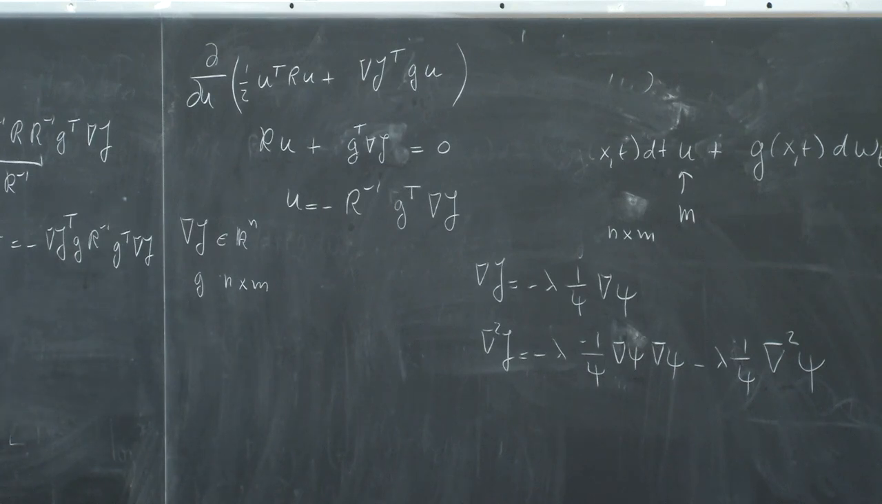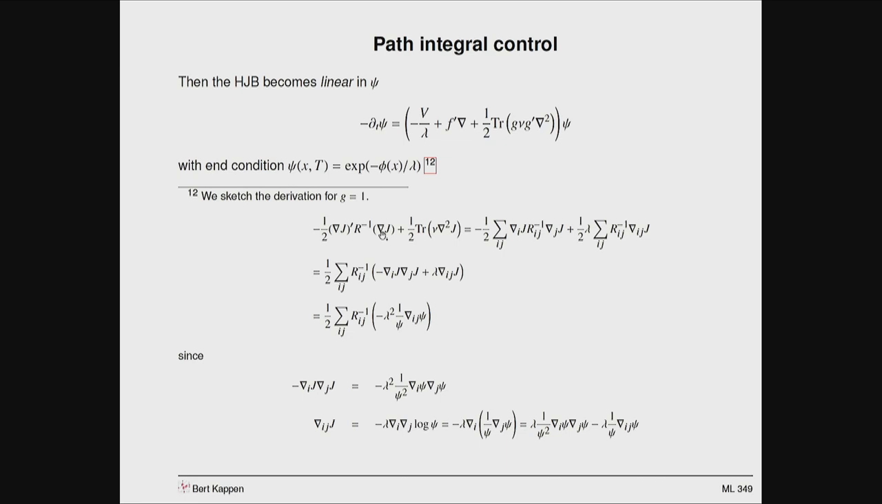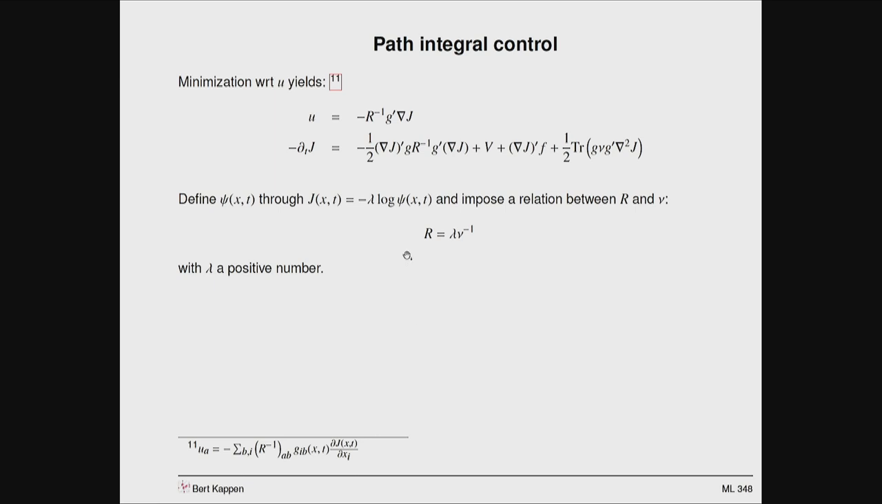Okay. So you can find the derivation on the slide, with all the components in the high dimensional case. You can go through it. It's not very enlightening, but it's tedious and you can do it. The end result is that this term that is nonlinear in J can be made to cancel if you make this transformation and you assume that this relation holds. I'll come back to this relation in a minute, what that means. So if you do this and collect all the terms, all the terms will become linear in this psi.